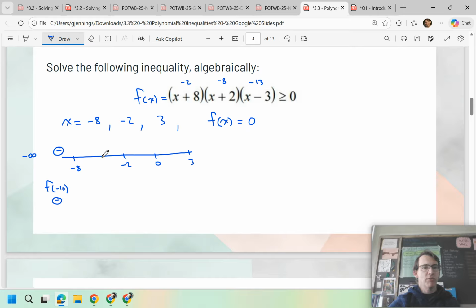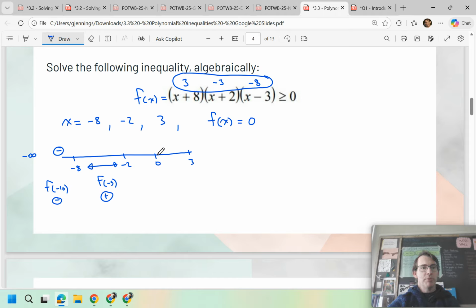Then I test a value from in here. -5 looks good. Let's test f at -5. Okay, so I'm just going to test it up here. That will be 3 multiplied by -3 multiplied by -8. Ooh, 3 times -3 times -8 is positive. So I am positive in this whole region here. Did you notice that I chose really easy values to work with? I could have chosen -pi. -pi is also in that region, but it would be harder to work with. So go easy on yourself.